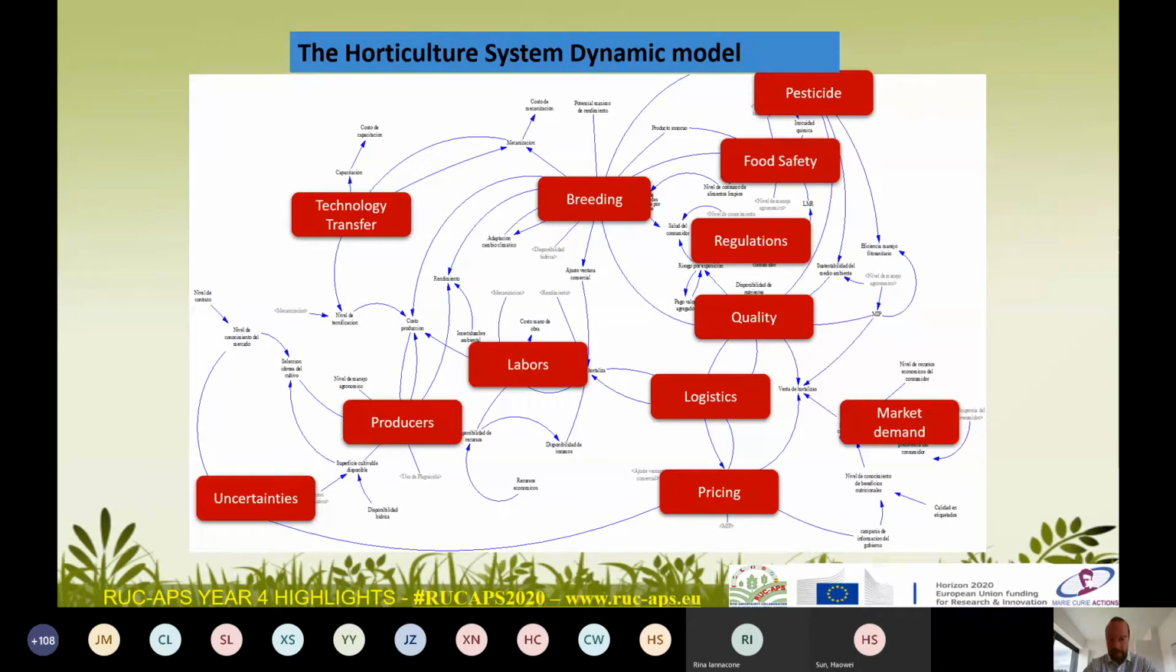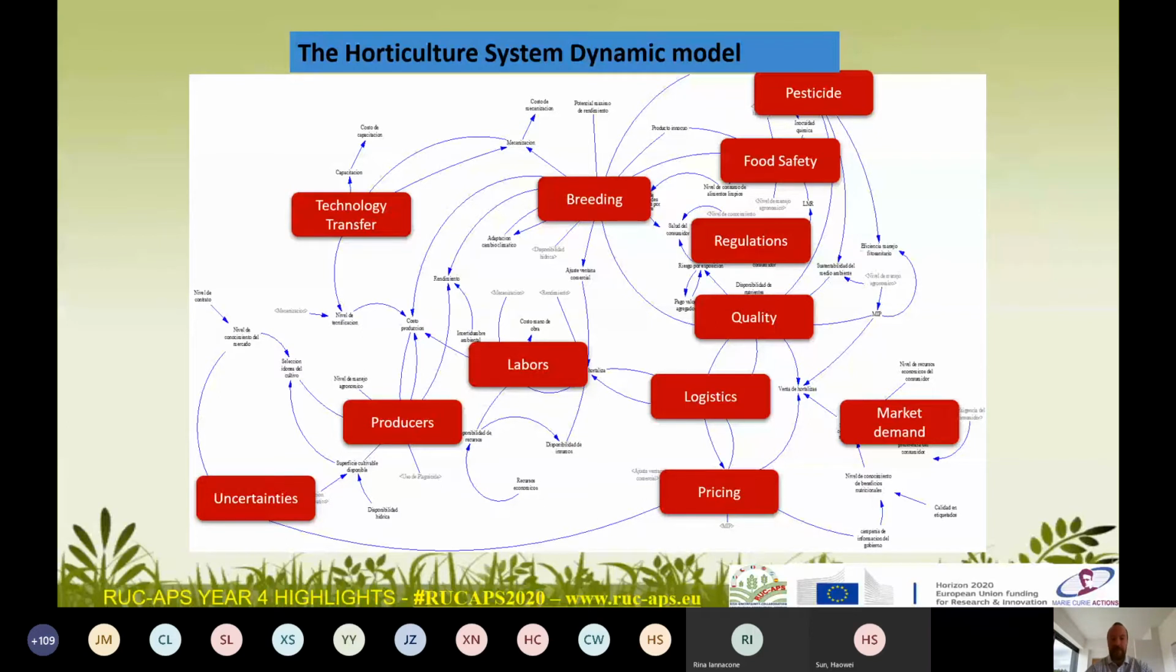So in this particular model, we can see a lot of domains, a lot of areas that make us realize that this agri-food sector is a very complex area, which means that there is room for everybody to produce a contribution. So we have technology transfer, breeding, pesticide management, food safety, regulation, quality, logistics, labors, producers, uncertainty, pricing, and market demand.